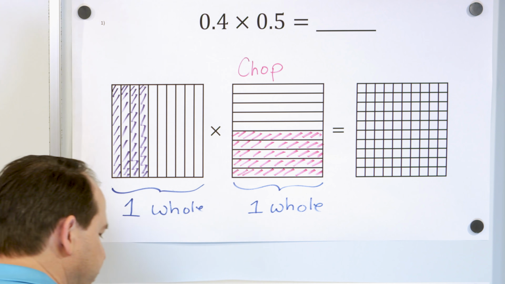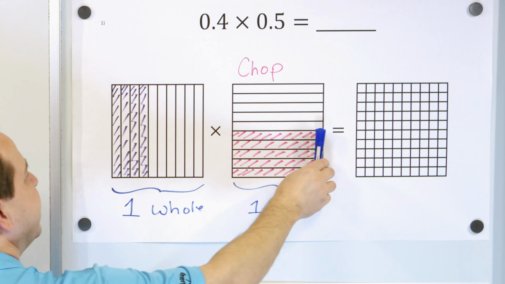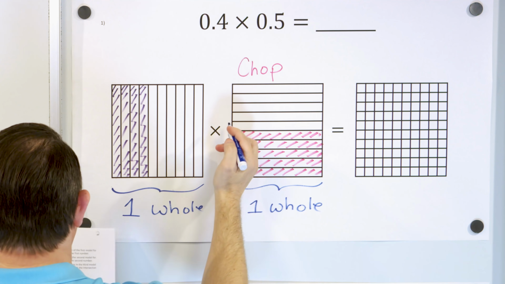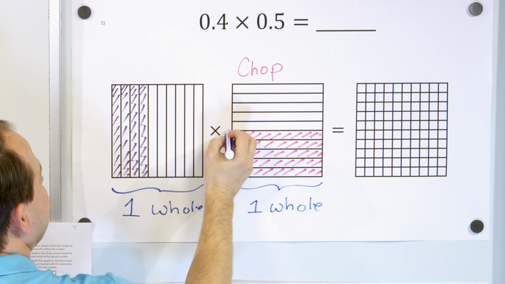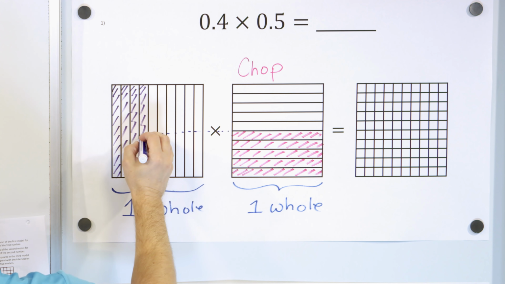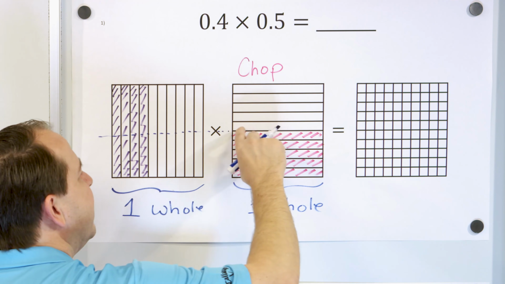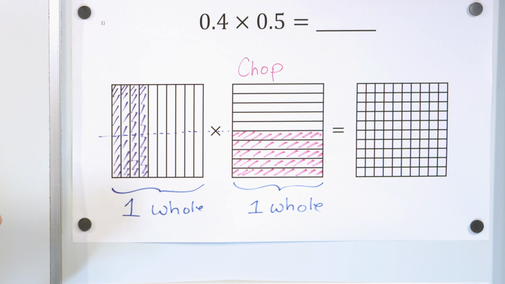So what I want you to do in your mind is use this as a chop. We can extend this over here and do a little dot, dot, dot, because we're going to chop this in half. This amount is used to chop this thing in half.